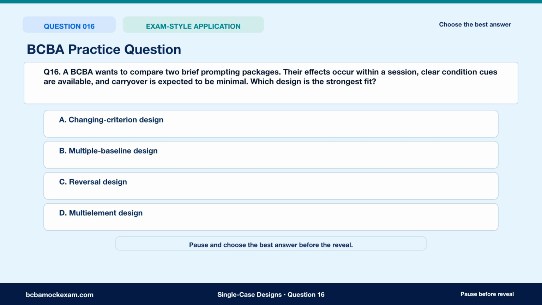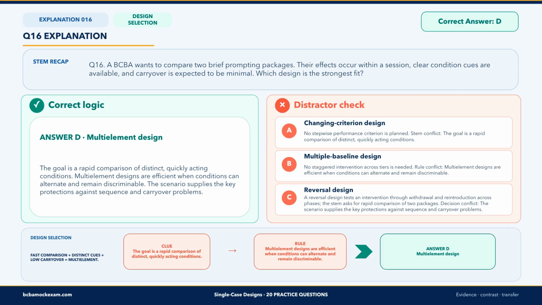Pick the option that explains the data producing relation. Answer D. Multi-element design fits the full relation. Two pieces locked together here. The goal is a rapid comparison of distinct, quickly acting conditions. Multi-element designs are efficient when conditions can alternate and remain discriminable. Together, they mean the scenario supplies the key protections against sequence and carryover problems.